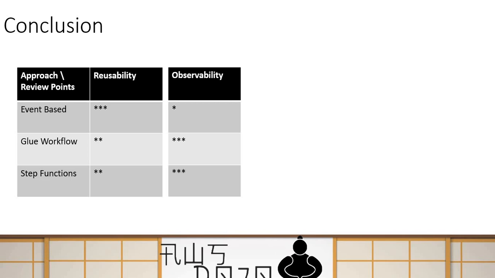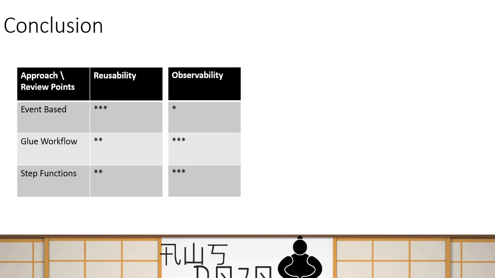So event-based observability, I'm giving 1 star, not because observability cannot be built. You can build such an observability, but you have to put a lot of effort into it. However, in Glue workflow and Step Function, that kind of observability is out of the box, built in. You can really track pipeline by pipeline execution out of the box.